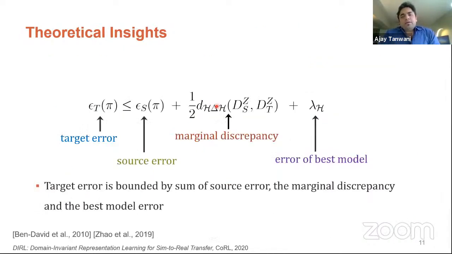This main idea is grounded in theory as well. The most well-known result in domain adaptation is from Ben-David et al. in 2010, which suggests that the target domain error of a policy is bounded by the sum of the source error, the marginal discrepancy across domains, and the error of the best performing model. That is the model that gives the lowest error jointly in both the source and the target domains. This best model error is conventionally assumed to be small in unsupervised domain adaptation approaches.